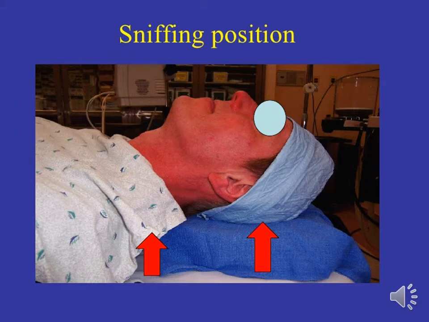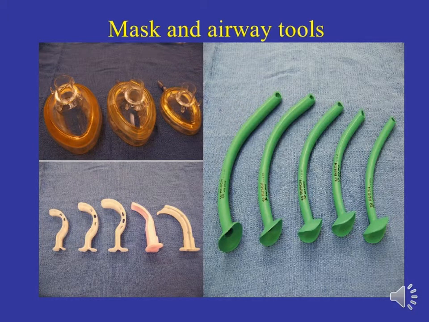Sniffing position: you put the head of the patient more posteriorly, supported, and the nape of the neck supported, so that you can slightly see the larynx, the Adam's apple, and can easily intubate the tube. The mask and airway towel: this is the type of mask and airway that can push the tongue anteriorly and can give the first ventilation before intubation.